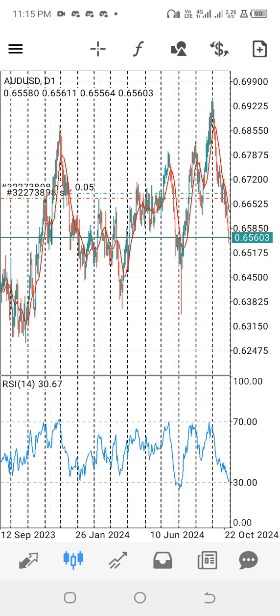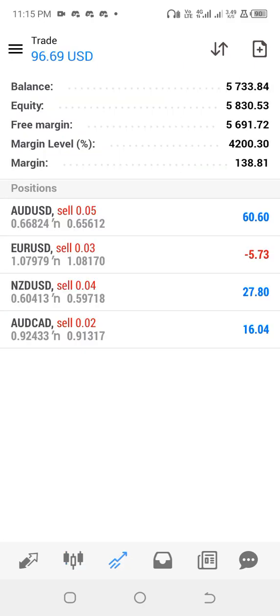Okay, so this is the dollar chart on my MT4, showing the progress of the trade I have here. It shows the daily time frame. I'm actually a long-term trader, so I need to allow things to play out to get my desired results.